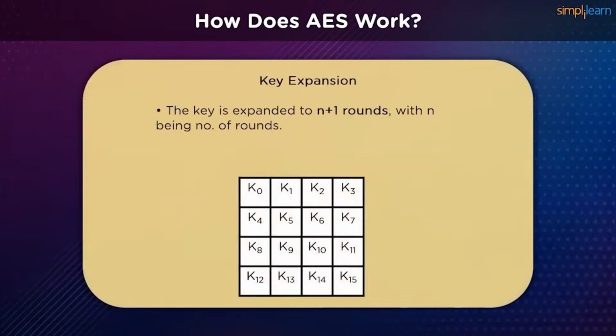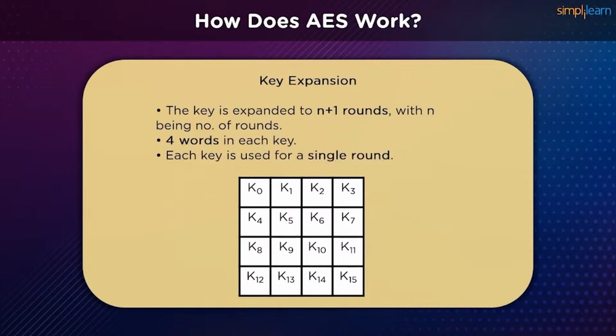As we previously discussed, we take a single key and expand it to the number of rounds that we need the key to be used in. Let's say the number of rounds is n. Then the key has to be expanded to be used with n plus 1 rounds, because the first round is the key 0 round. The key is expanded to n plus 1 rounds. It is also a state array having 4 words in its vicinity.